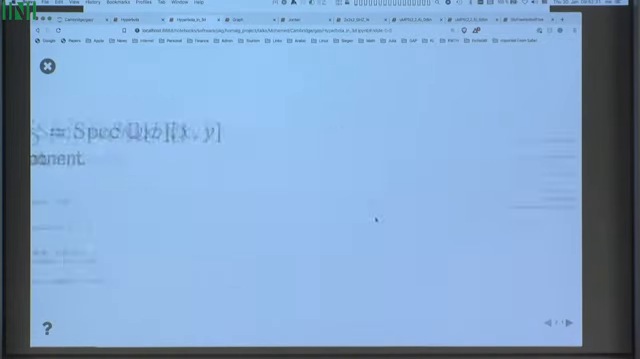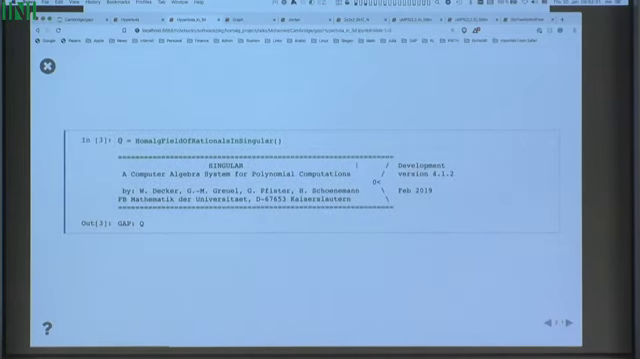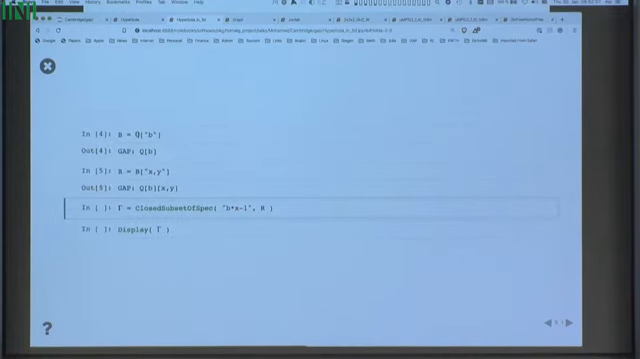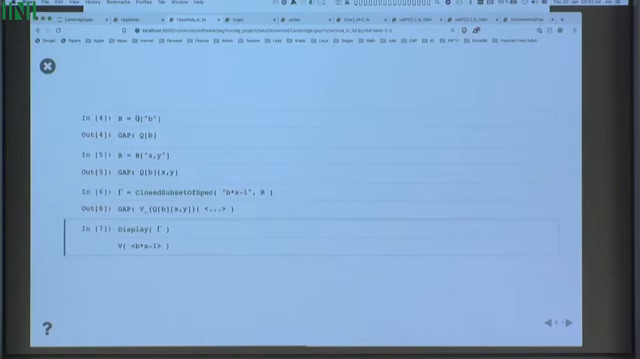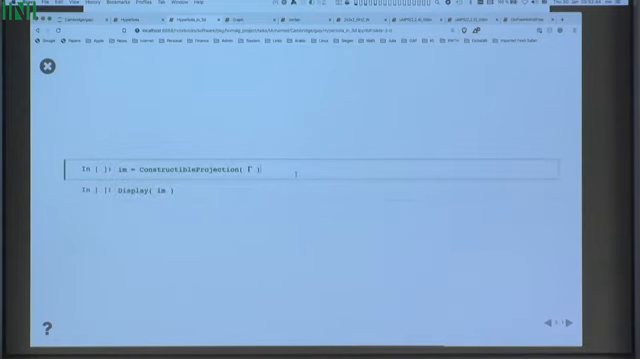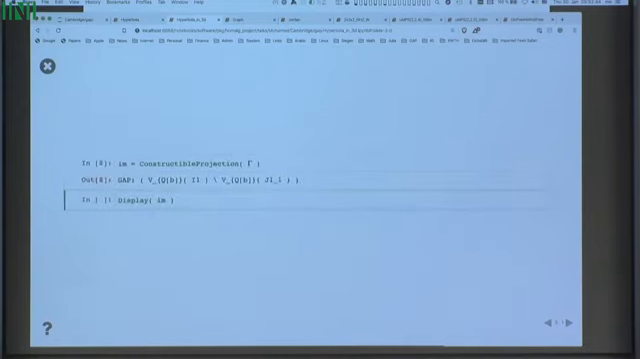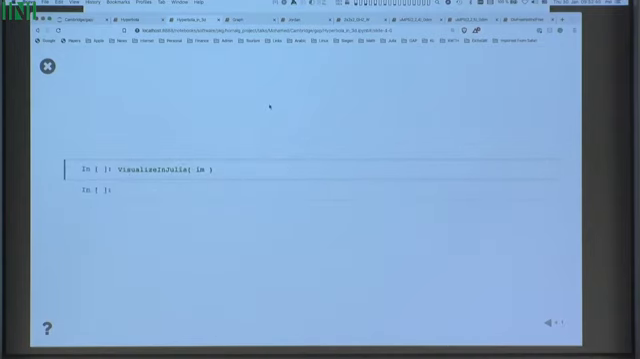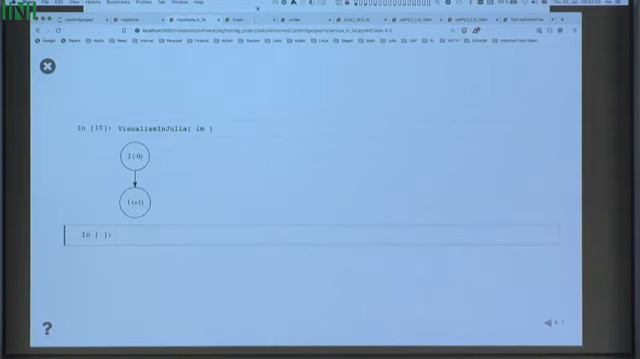I've prepared this, so we don't need to wait. I even started Singular, and now if you do it, you see we have one more variable, one more fiber variable called y, which does not enter the equation. If I display this, you don't see a difference. And I can compute the constructible projection, and I get the same. If I visualize this, I see I just needed again 2 steps.